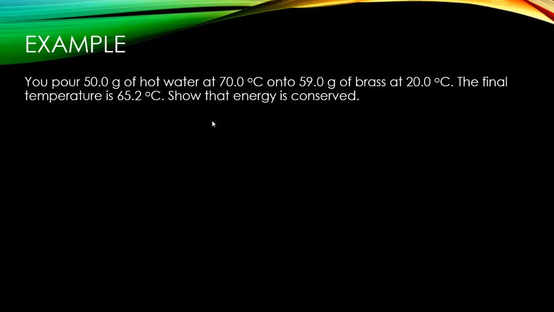First, there's two different things here. If we're showing the energy is conserved, this means we're trying to show that the amount of heat gained by one thing is the amount of heat that was lost by something else. So for that to happen, first, one thing should go up in temperature and the other should go down. If you take a look, the water is at 70 and then it drops to 65.2. And then if you have the brass, which is at 20 degrees Celsius, it goes up to 65.2. Okay, let's see if we can prove that those are the same.